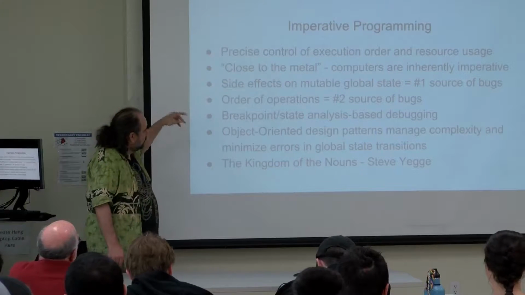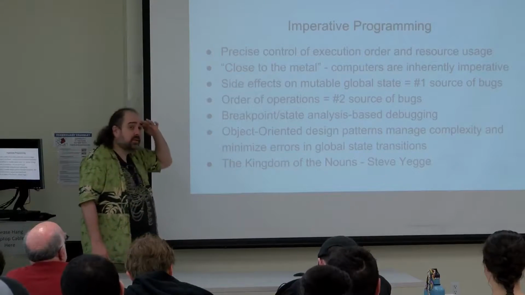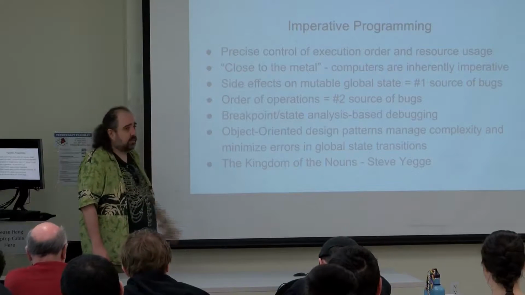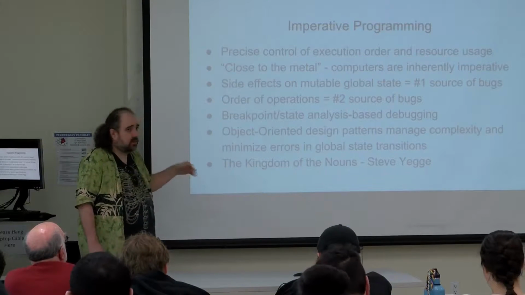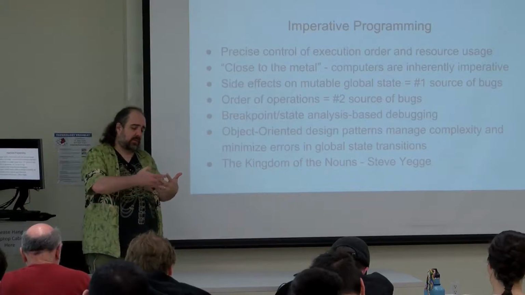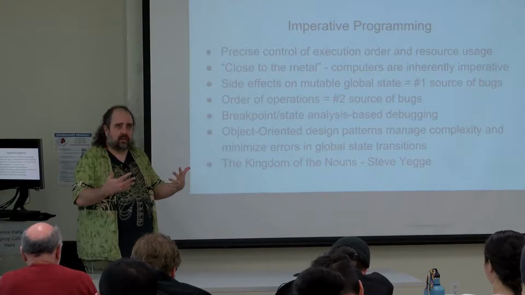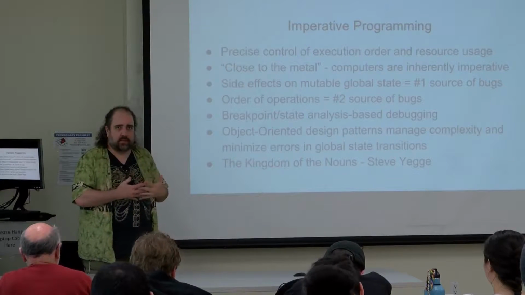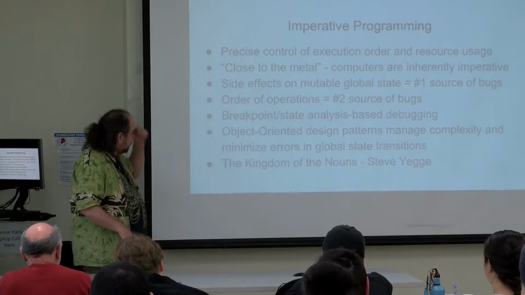The other big source of bugs in imperative programming is the order of operations. Because, once again, with threading, if it matters what order you do things in, and two threads might be doing things in two different orders, you can end up with different results based upon a very small change in code.